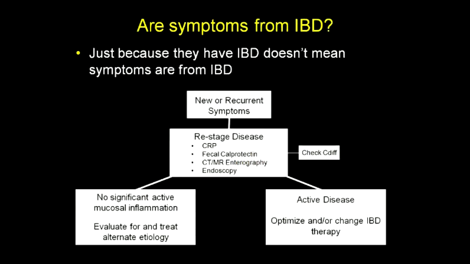So this is the last slide, but just because they have IBD doesn't mean that their symptoms are from IBD. If they have new or recurrent symptoms, you should restage them with initially just biomarkers and then maybe a CT or colonoscopy if need be. Make sure they don't have C. diff and do this over and over and over again because they get it. And then if there's no inflammation, look for something else. If there is inflammation, then they need to see us to get on a new therapy or optimize their therapy.